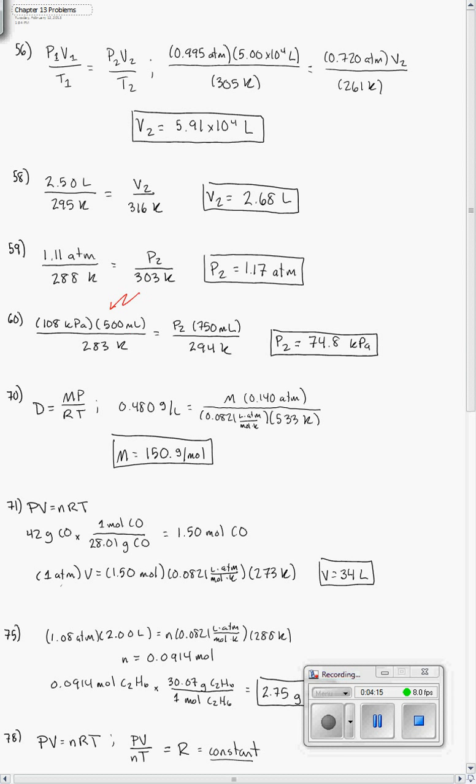We don't need to use liters. As long as we're consistent with the same volume units being on each side of our equation, we can use milliliters, we can use cubic feet, we can use whatever, as long as the units for V1 are the same as the units for V2.